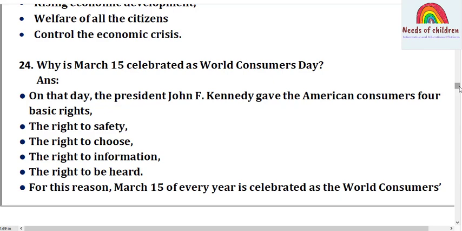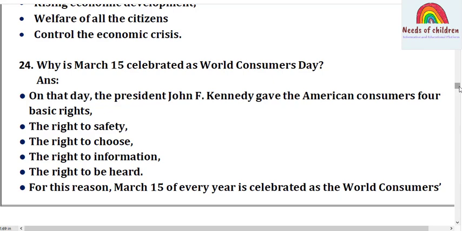Answer: On the day, President John F. Kennedy gave the American consumers 4 basic rights: the right to safety, the right to choose, the right to information, the right to be heard. For this reason, March 15th of every year is celebrated as World Consumers Day. Okay, that's it about the 2-mark questions.